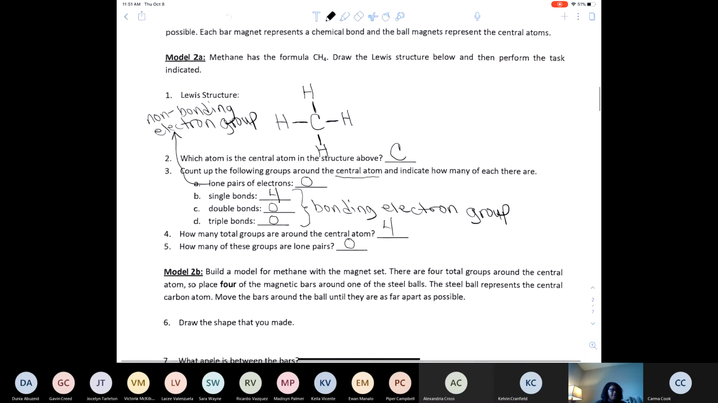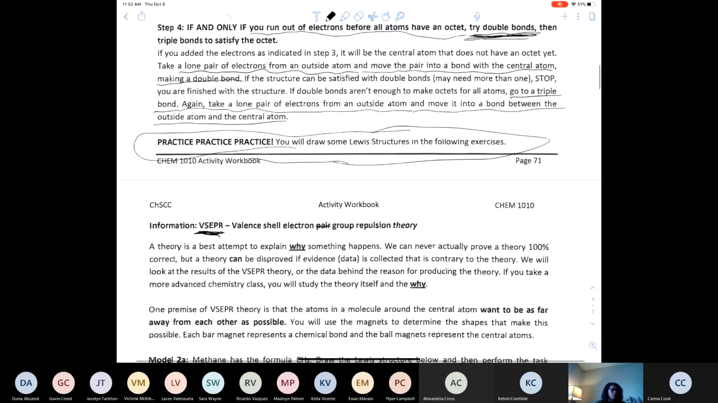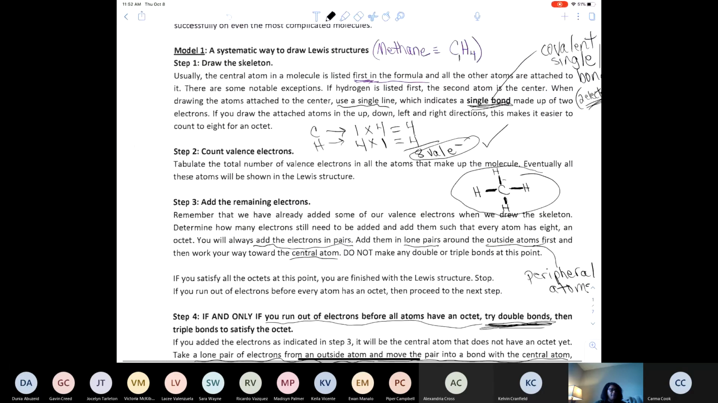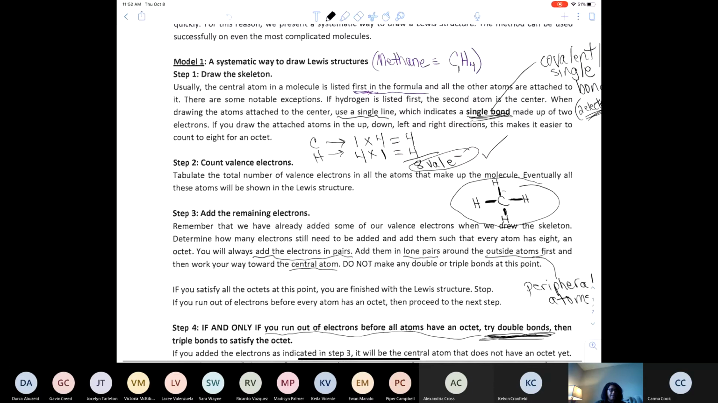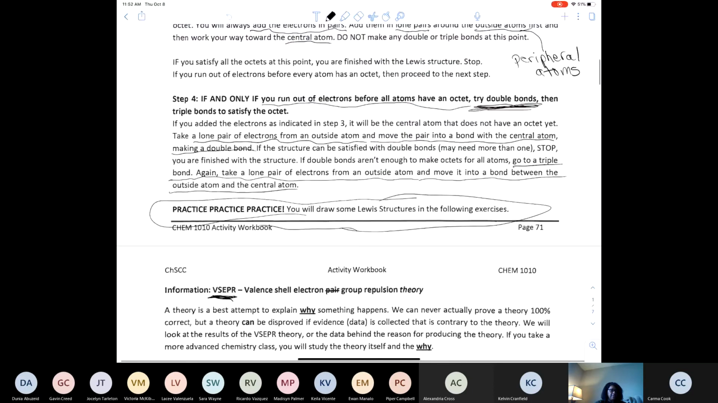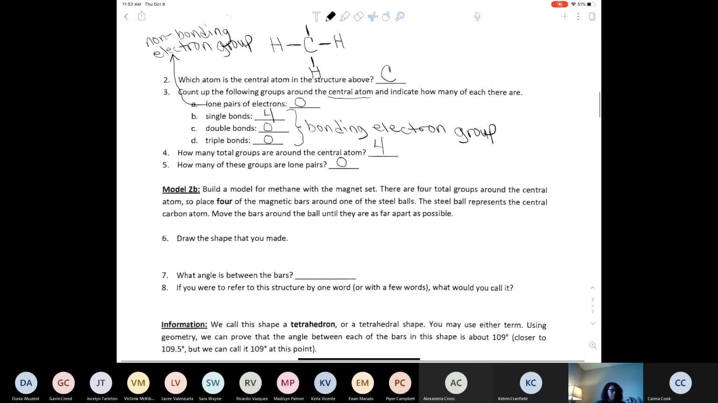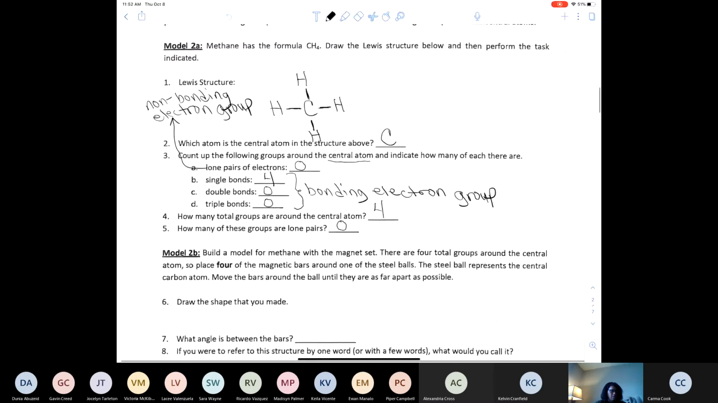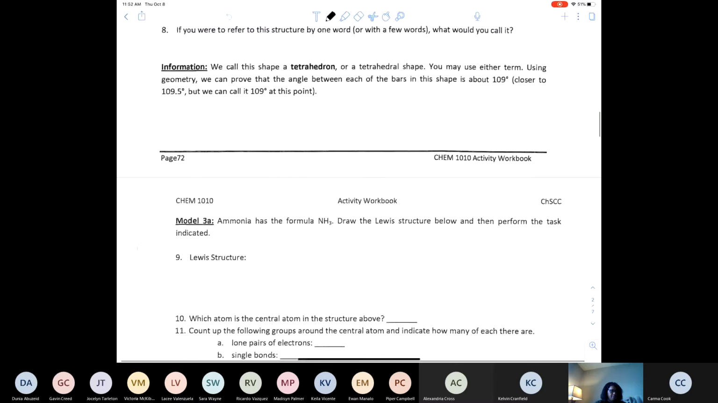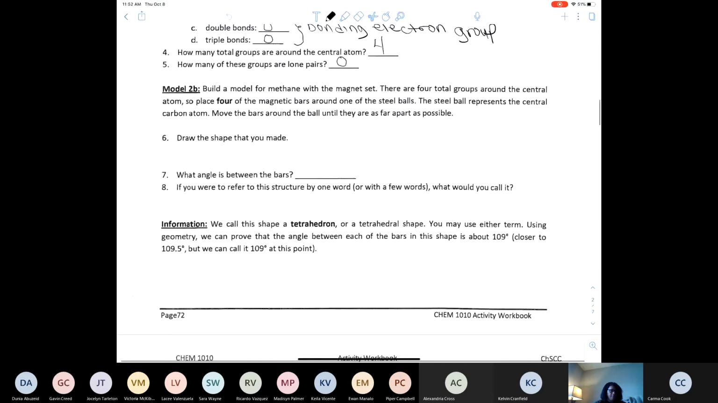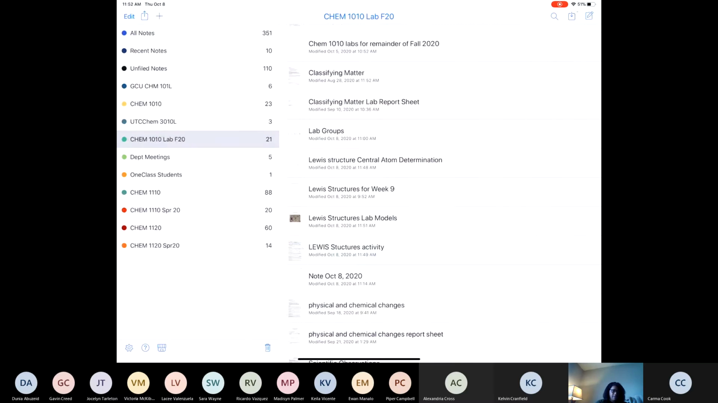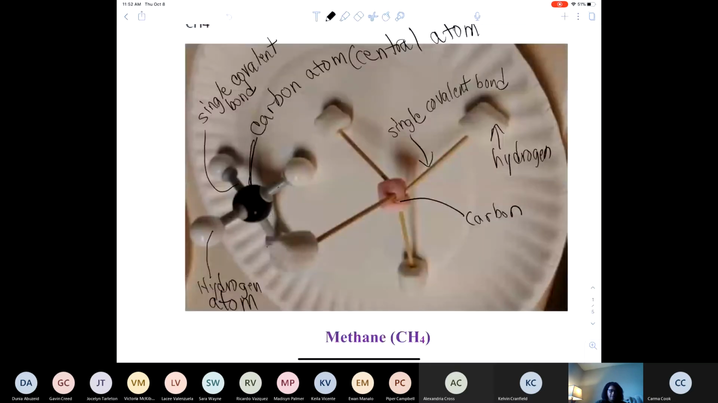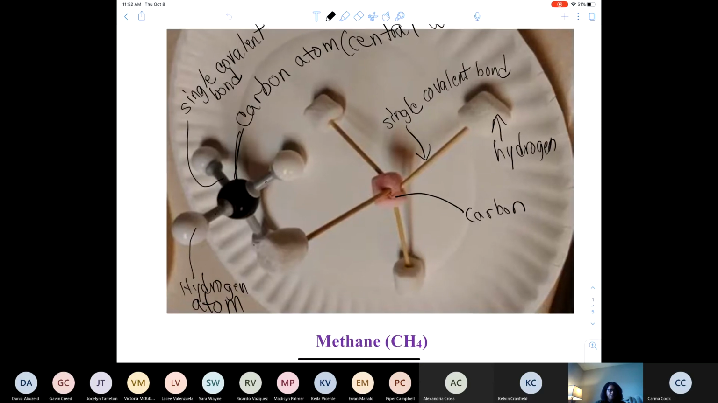So model 2A is complete. Model 1 was just the Lewis structure drawing instructions that we went over in detail. So now we're ready to move on to model 3. In viewing our model for methane, just draw a replica of the model that you see here in the picture.